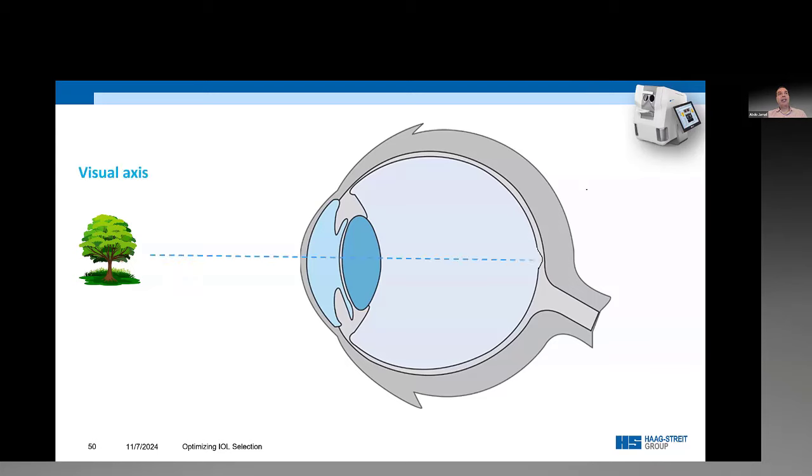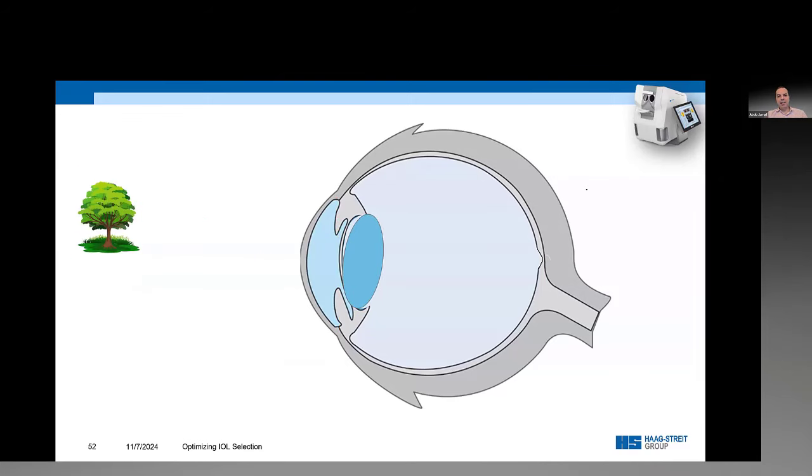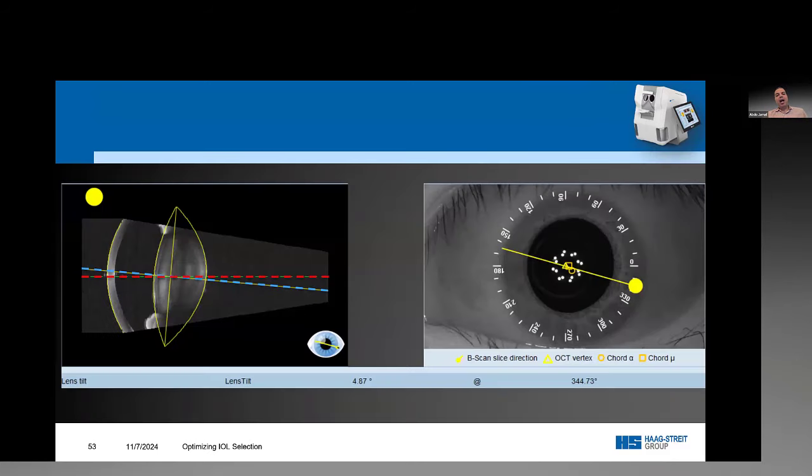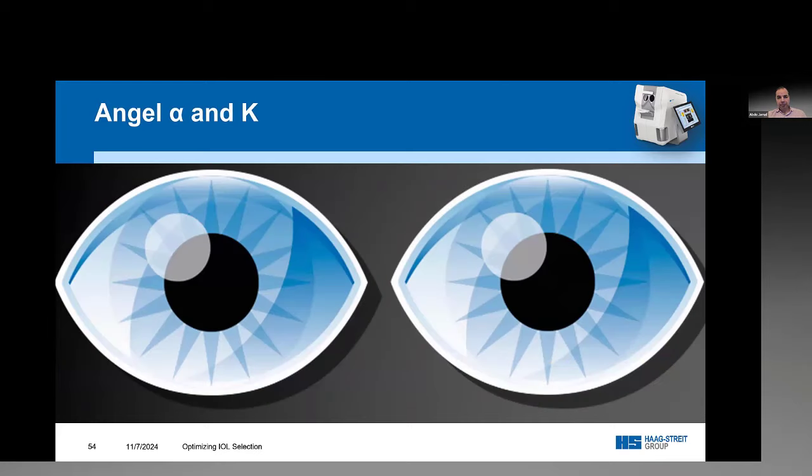In ideal eyes, the visual axis and the optical axis are on top of each other. But if the lens is tilted, then an angle between the visual axis and the optical axis is formed. Usually in normal eyes, this angle should be less than 5 degrees. The lower the tilt is, of course, the better. Eyestar measures the maximum tilt and shows the orientation of the tilt. And I will show you later on the benefit of this data.